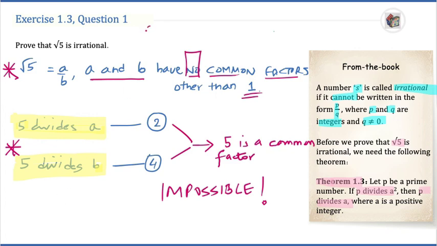And what was our assumption? Remember, the very first assumption we had made was that suppose square root of 5 is rational. And so that very assumption is wrong. And hence we can say for sure that square root of 5 is an irrational number. Hence proved.